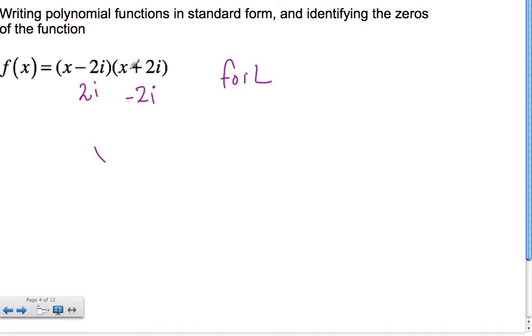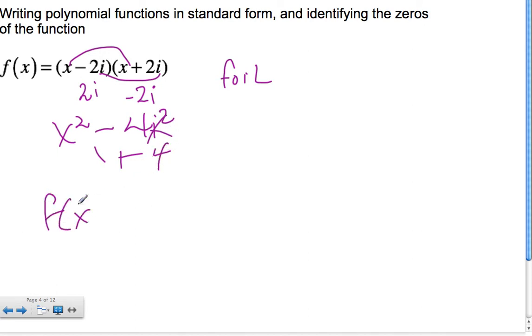If I asked you what this function is, we could find it by foiling it, but because one of these has a plus and one of them has a minus, we can take the shortcut method and just go x times x, which gives me x squared. And I'm going to have a minus, and 2i times 2i is going to give me 4i squared. Since i squared is equal to negative 1, I will change that to a plus 4. So my function, f of x, is going to equal x squared plus 4.